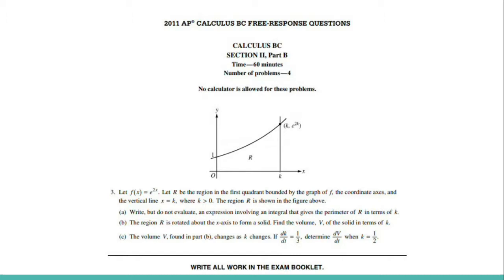B. The region R is rotated about the x-axis to form a solid. Find the volume V of the solid in terms of k. And C. The volume V found in part B changes as k changes. If dk over dt equals 1/3, determine dV over dt when k equals 1/2.